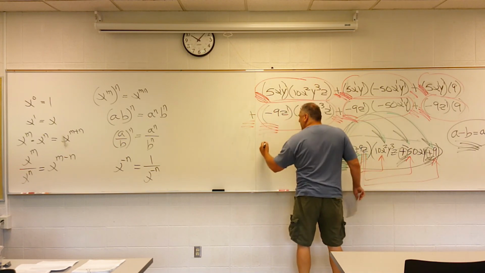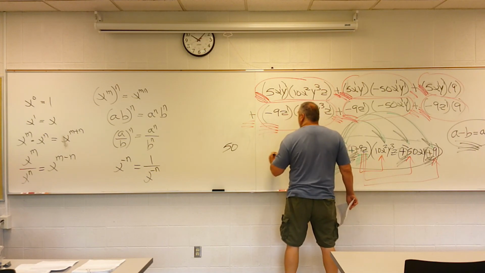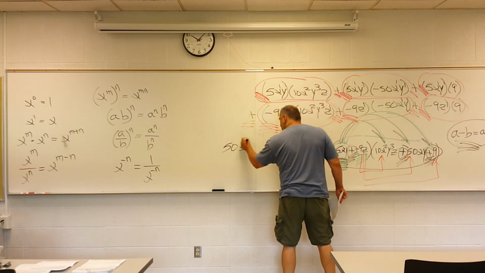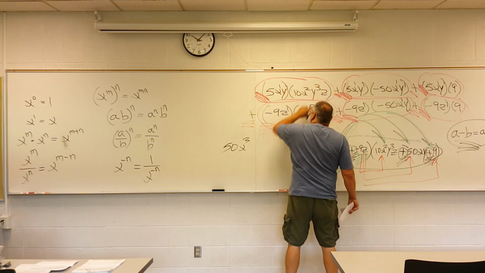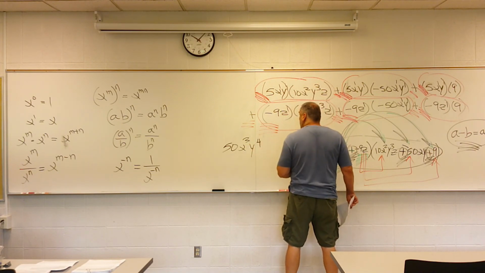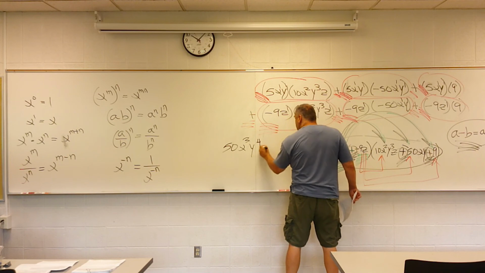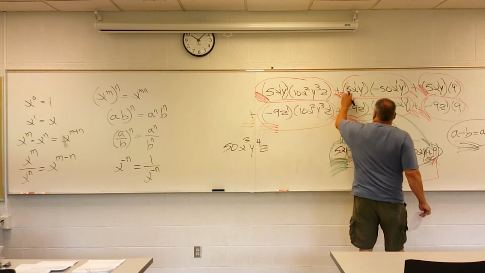5 times 10 is 50. X to the 1, x squared, that's x to the 3rd. Y to the 1, y to the 2, so 1 and 2, 3, 1 and 3, 4. The z, there's nothing there. I mean, there's nothing with it. Do the same thing here.